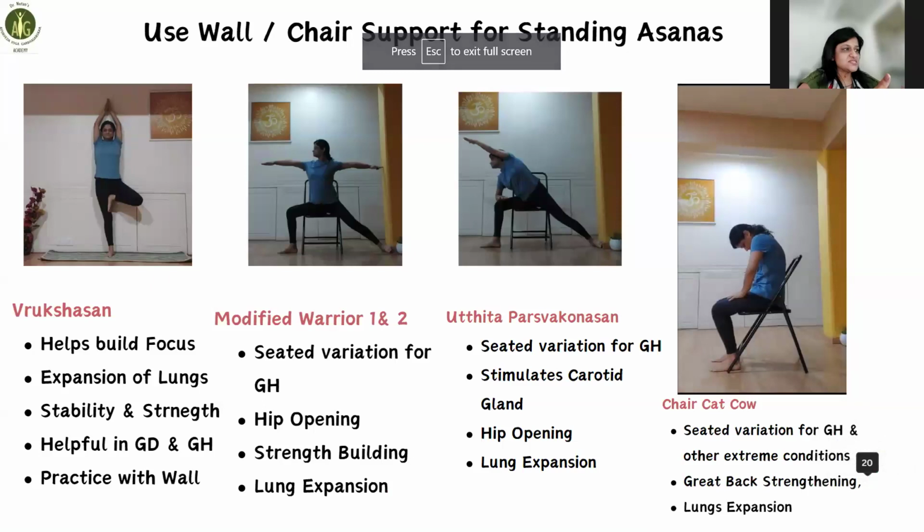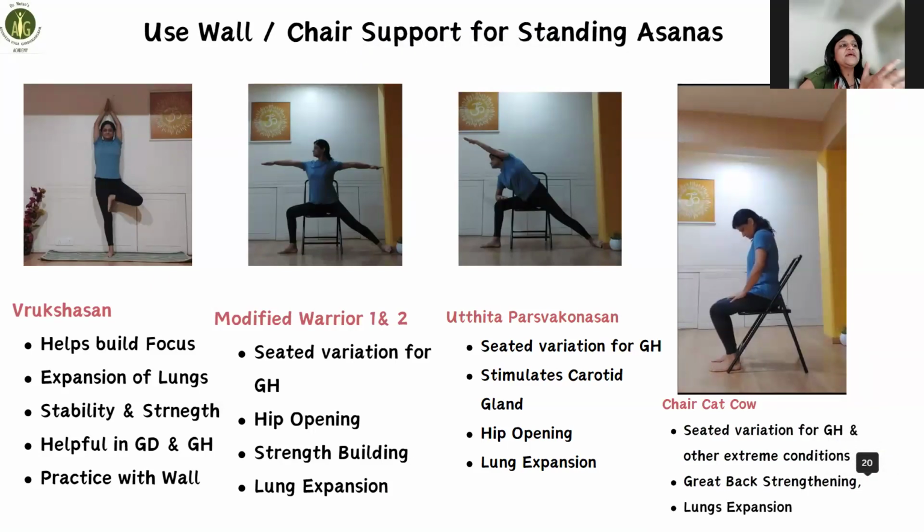So you can take wall support. You can do modified variations with the chair, even the standing asanas, for conditions like, for example, if it's a hypertensive case and she cannot stand, she gets under stress a lot. You can make her relax on the chair and do these asanas on the chair as well. Like these examples I've taken: Vrikshasana with the wall, or the modified warrior pose, Veerabhadrasana 1 and 2, Uttita Parshva Konasana. Like the other day we discussed, it stimulates the carotid gland as well and helps in gestational hypertension.